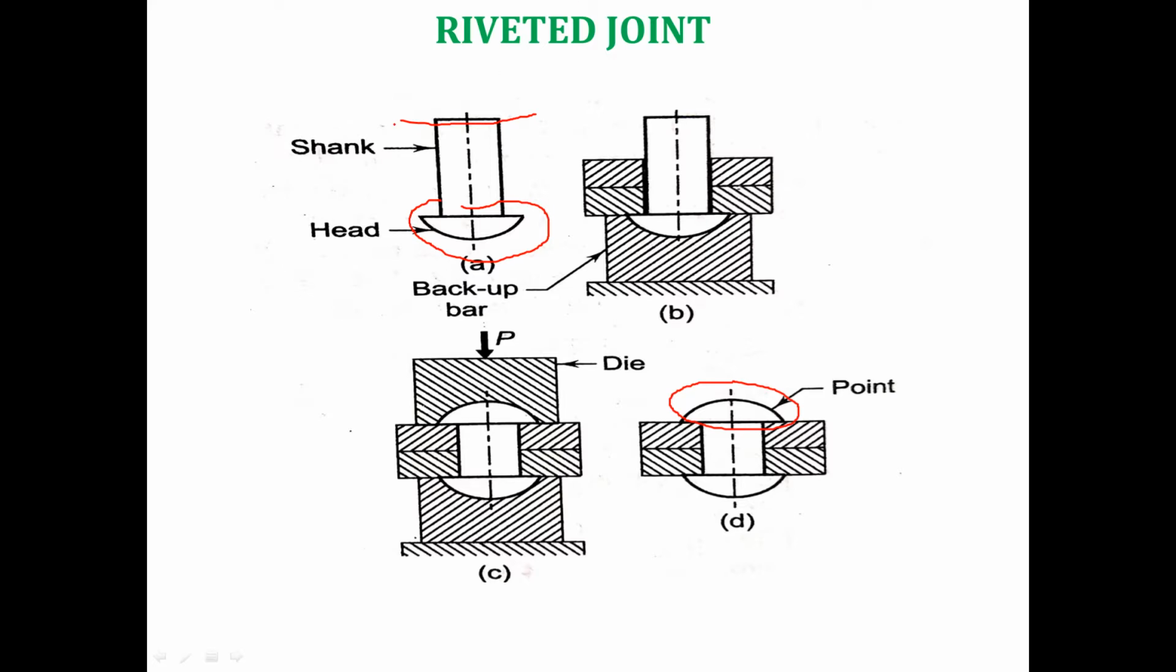So by some mechanical methods, I put a head over here. I don't call it a head, I will call it a point. So now this entire assembly is known as your rivet.